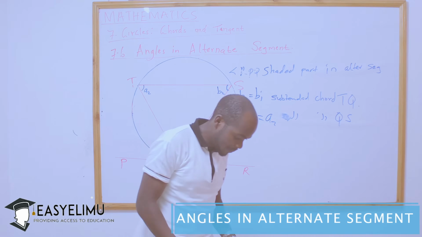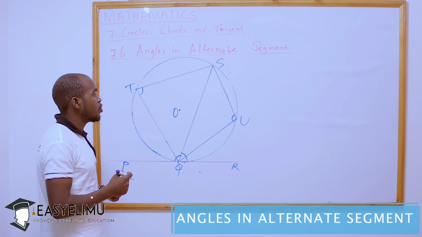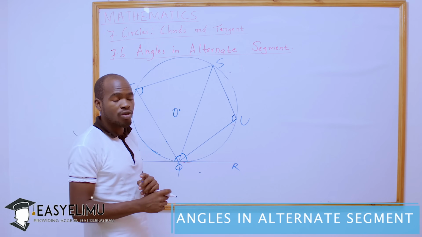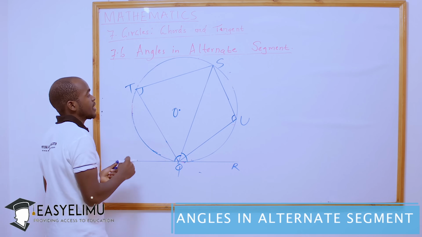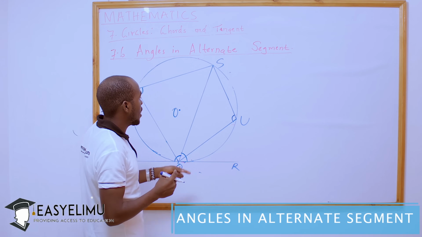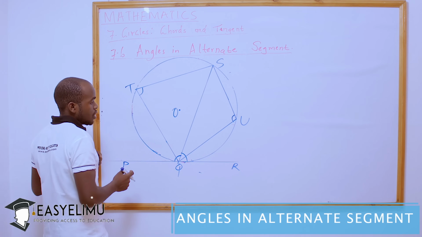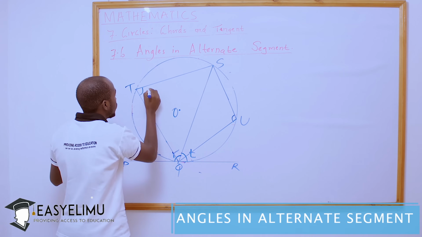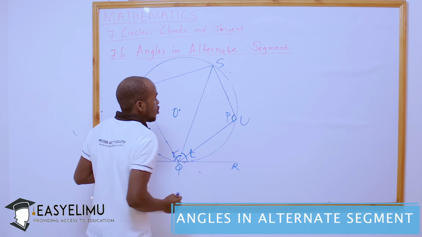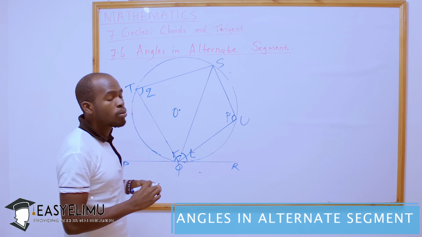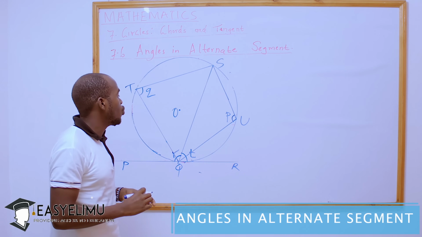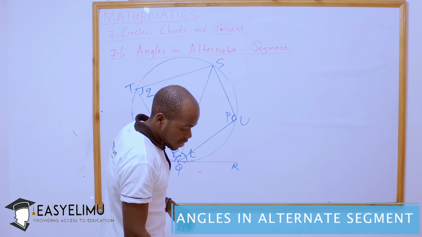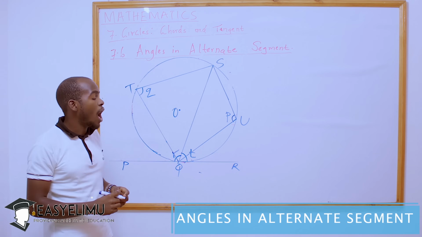Let's see another one. Circle TQUS and PQR as a tangent to that circle, and some of the chords cutting through the circle internally, as we can see. So given this one as angle R, this one as T, this one Q, and this one P, you may be asked to show that obtuse angle R is equal to angle P. Show that the obtuse angle R is equal to angle P.